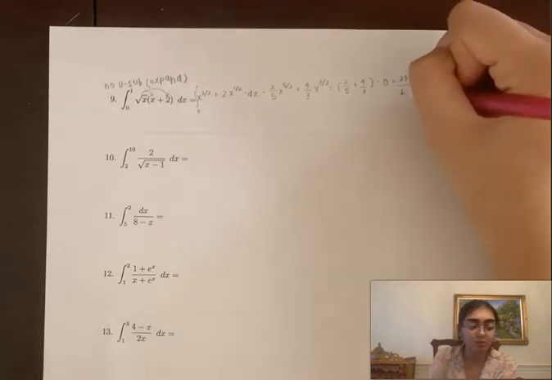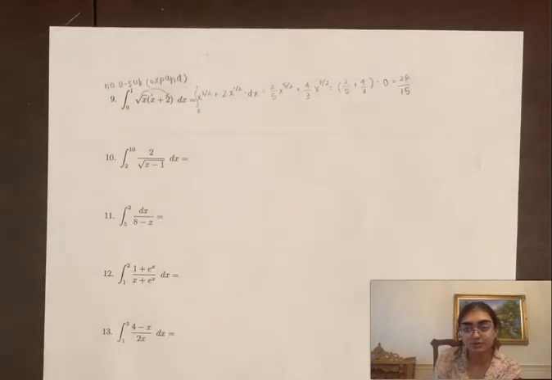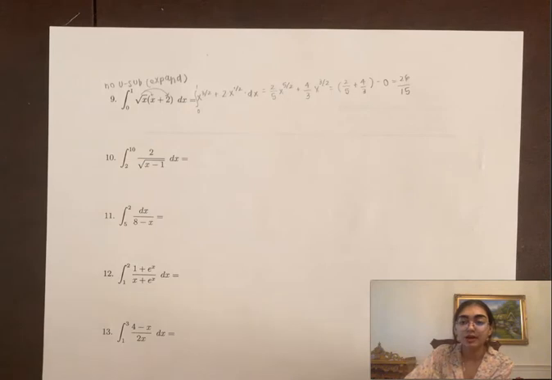So if we plug in 1 for both of our x's, we just get 2/5 plus 4/3, right? And if we plug in 0 for both of our x's, we just get 0. So the final answer is 26/15.